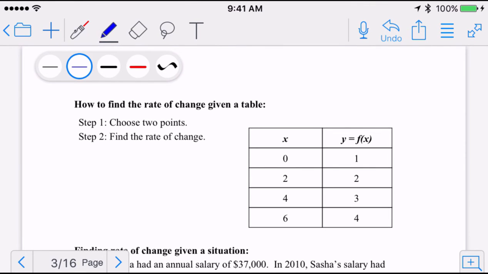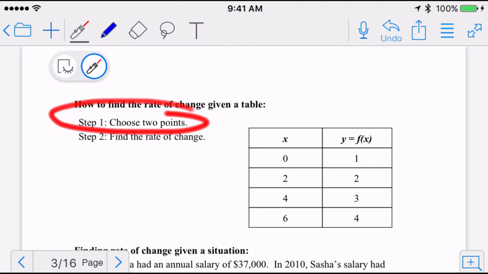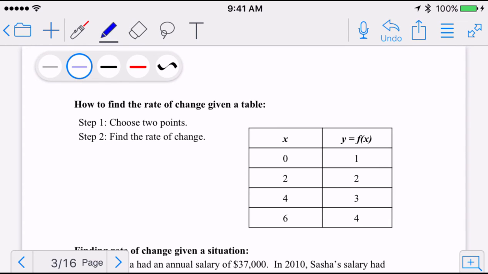How to find rate of change given a table. So a lot of times our functions are written in tables, but that gives us a lot of points. You just have to pick 2, okay? Choose 2 points. It doesn't matter. You could pick this one and this one, this one and this one, this one and this one. It doesn't matter. Whatever you want.